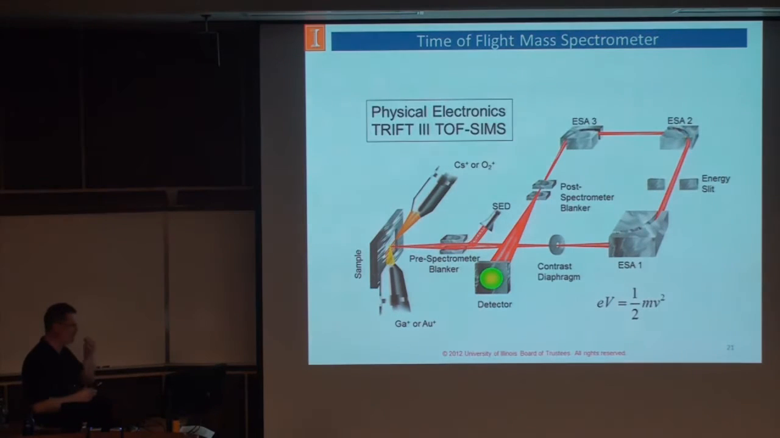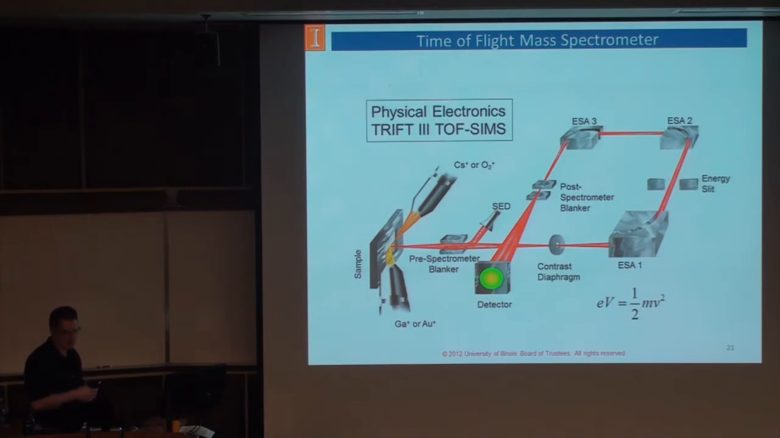The second instrument that we have is the time of flight from Physical Electronics, the TRIFT-3 time of flight SIMS. Here we have a gallium option, but we've been using gold beam for our primary beam. Gold is very nice because it's 197 AMU, but you can actually also pull out gold 2 or gold 3 clusters to get even more massive. And that helps when you want to look at large molecular fragments. We also have the ability to use cesium or oxygen for material removal during depth profiling.